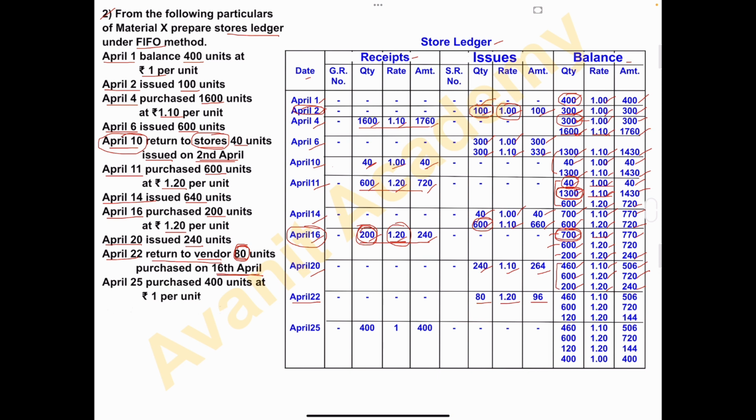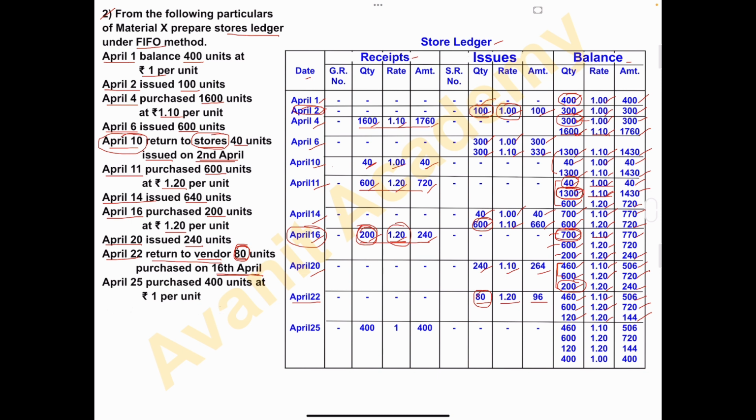So this 80 you have to minus, correct? On 16th April we have purchased 200 units, and from this 200 only we have returned 80 units. That is the recent purchase. So remaining two stocks we will write as it is, that is 460 at the rate 1.10, and the amount is 506, 600, 1.20, 720, and from this 200 we have returned 80 units. So from this 200 minus 80, the remaining balance is 120 units, and the rate per unit is 1.20, 120 into 1.20, and the amount is 144. Got this calculation?